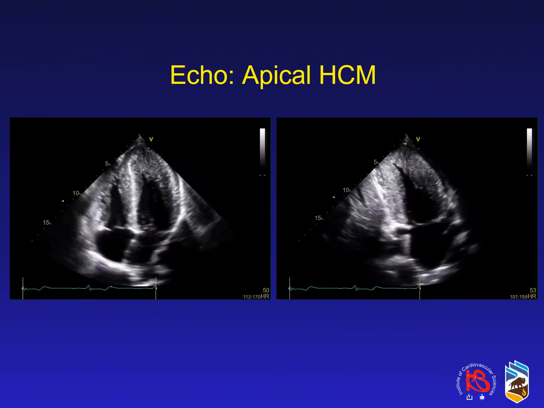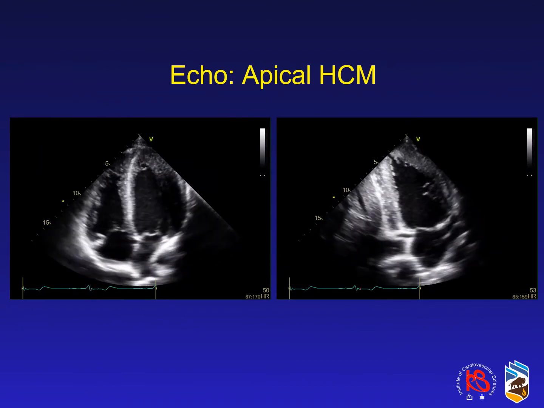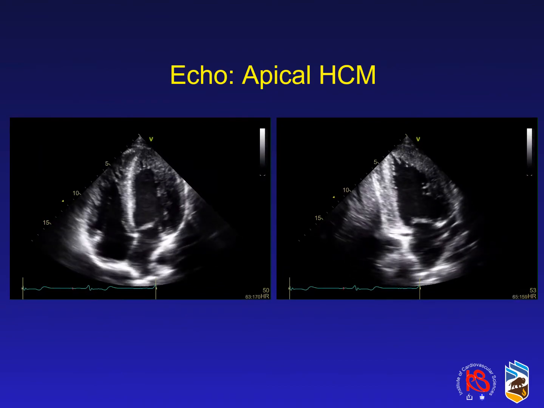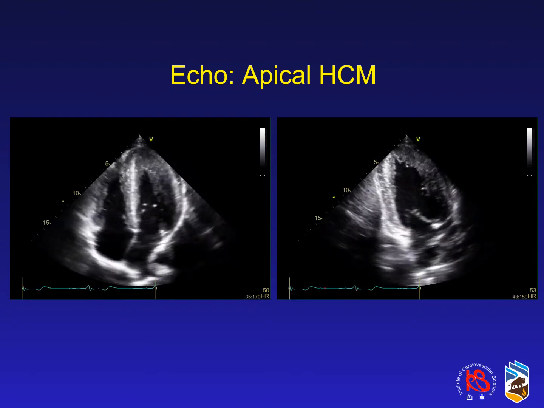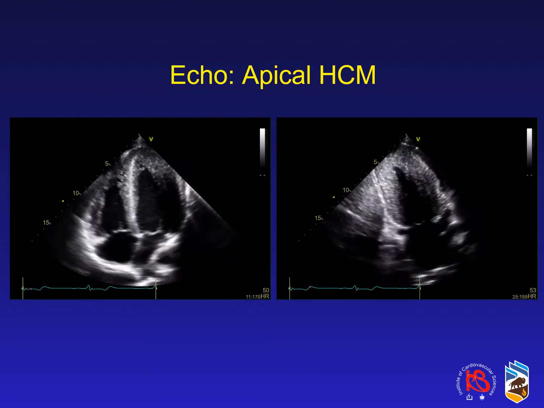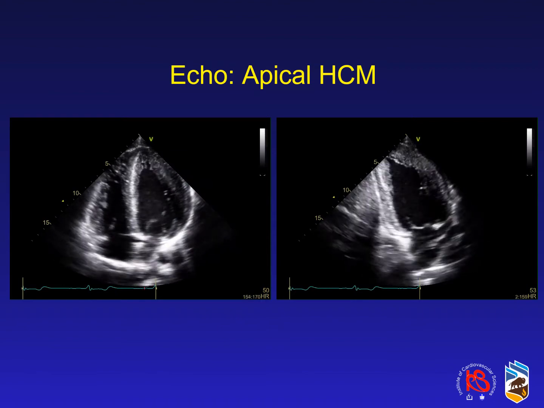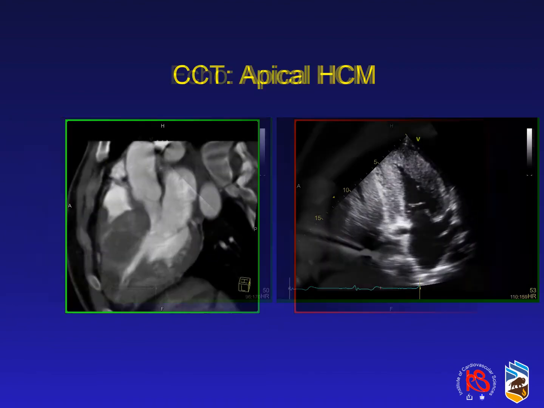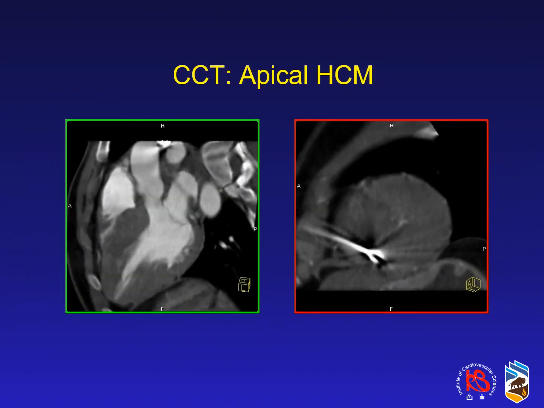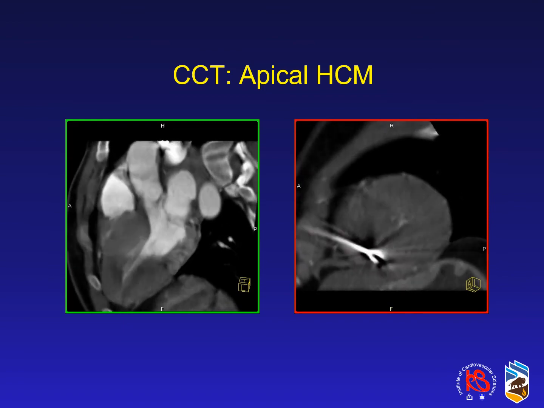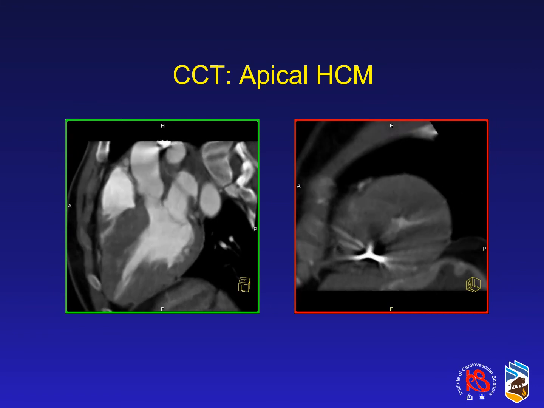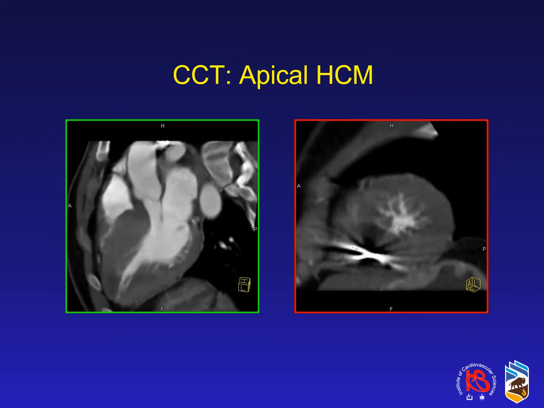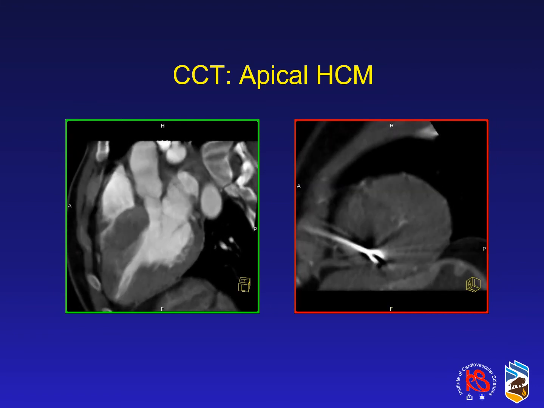In the apical 4-chamber view and the apical 2-chamber view on these echocardiographic images, there's evidence of hypertrophy towards the LV apex consistent with apical hypertrophic cardiomyopathy. These are representative cardiac CT images showing again the same diagnosis of apical hypertrophic cardiomyopathy, where there's significant LVH towards the apical component.